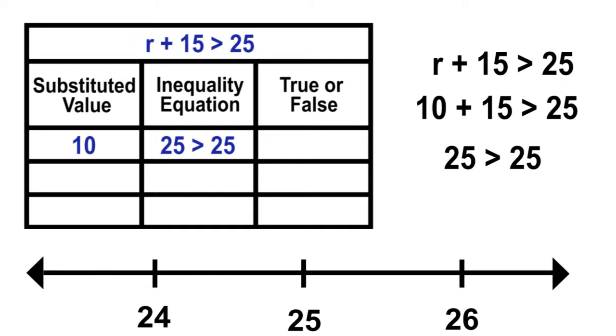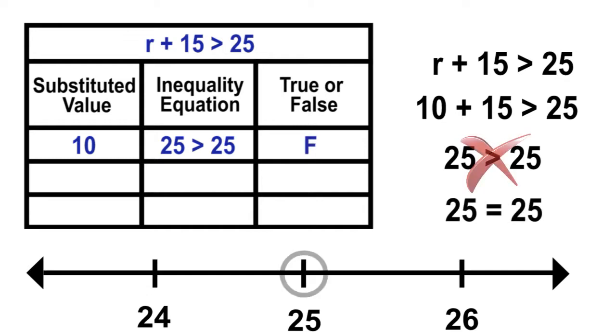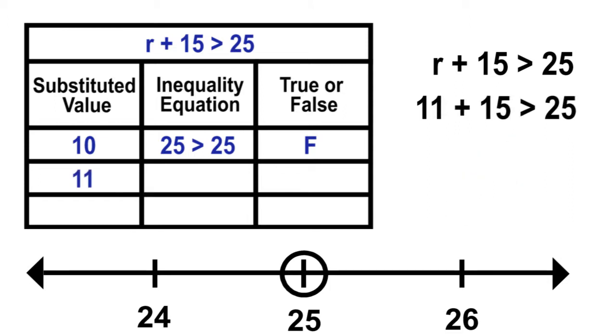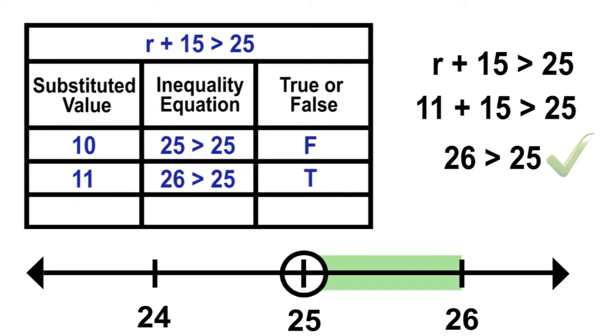The last column asks if the inequality or equation is true or false. It is false because 25 is equal to 25. The inequality would have to read 25 is greater than or equal to 25 in order to be true. Let's try 11. The inequality would be 11 plus 15, which is 26, and 26 is greater than 25. This is true.